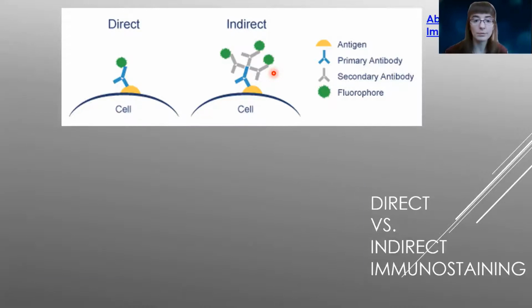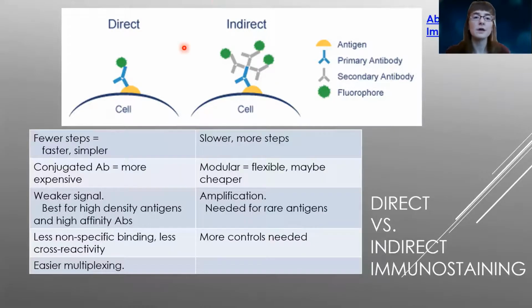Okay, so let's talk about this. So in terms of speed, certainly the direct assay, because it has one fewer antibody, is simpler. It has fewer steps. It's going to be easier to automate if you're trying to do that.